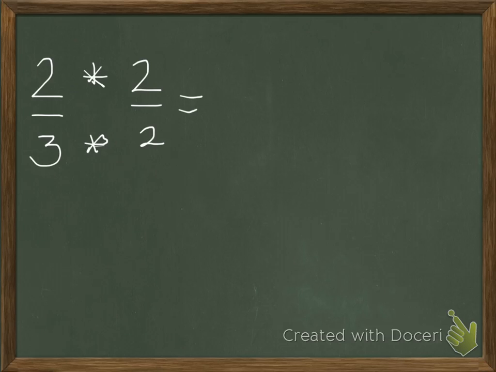So in my example of 2/3, I can find an equivalent fraction by simply multiplying both the numerator and the denominator by the same number, such as 2. This will then give me the equivalent fraction of 4/6.